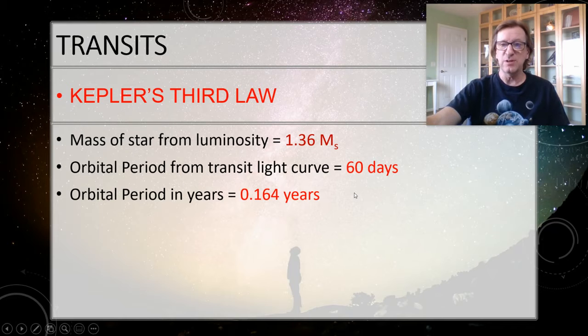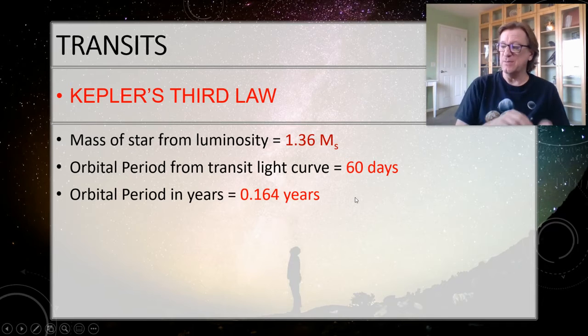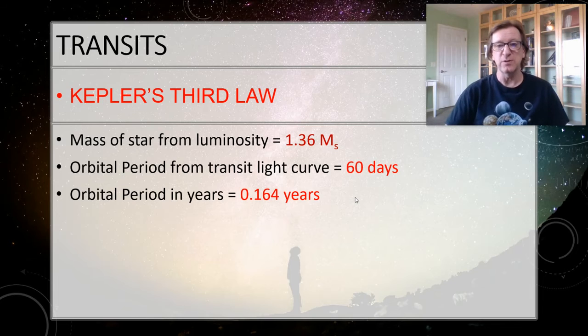Well, how many days are in a year? 365. And you can do 365.25, that's fine. But remember, we're only keeping 3 significant digits, so why waste your time? You take your 60, divide by 365. So you just pick up your calculator, 60 divided by 365, and you get 0.164 years.